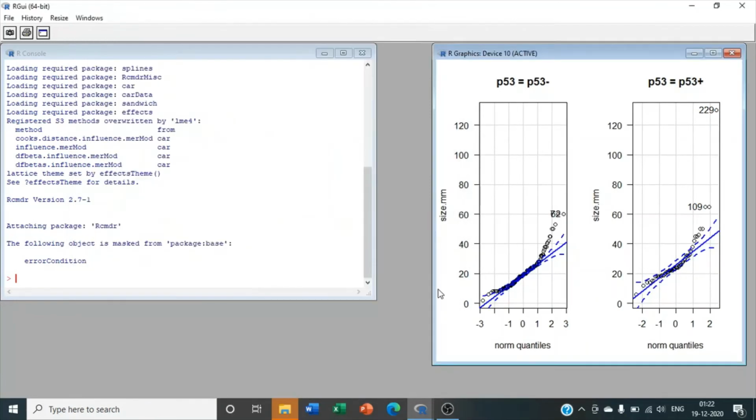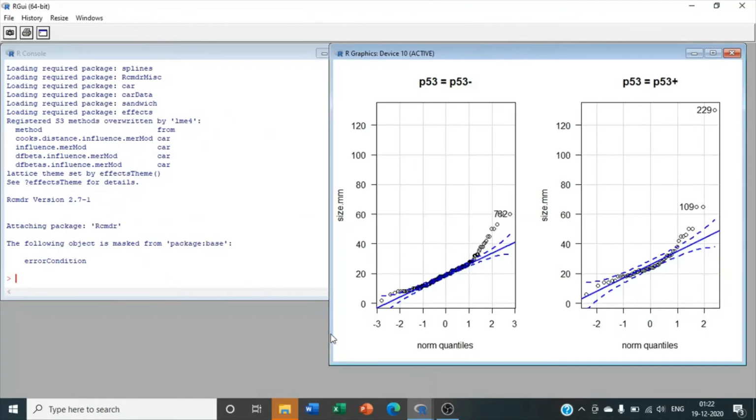And what you have over here are two quantile comparison plots. One quantile graph, one QQ graph for P53 wild type tumors, one for P53 mutant tumors. And in both these cases, we see that the points do not lie on a straight line. The assumption of Gaussian distribution is violated in both. In this case, we cannot be using what is known as the parametric test possibly.